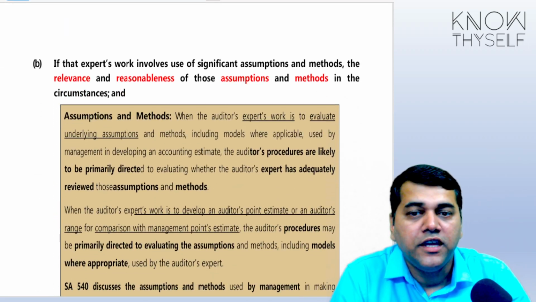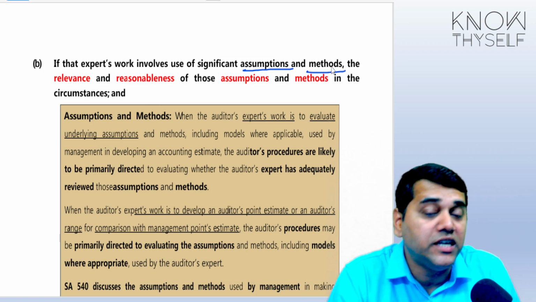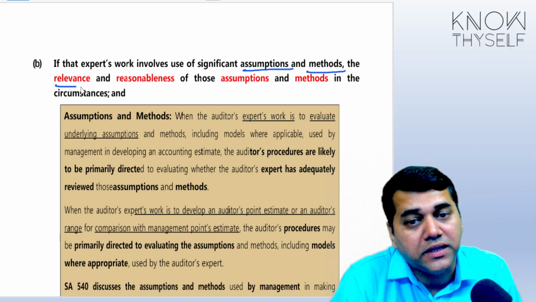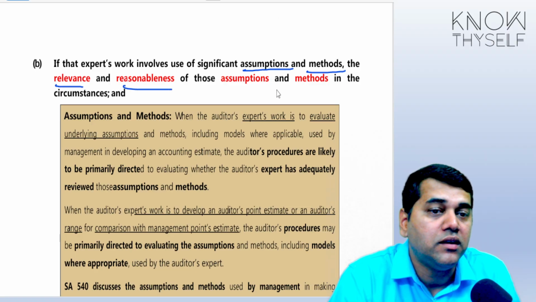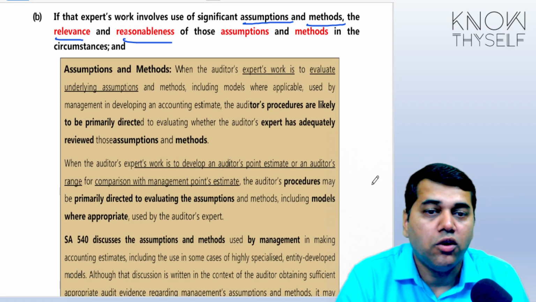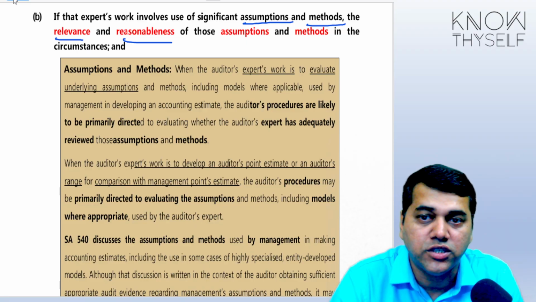Second, if that expert's work involves use of significant assumptions and methods, then you have to see whether those methods and assumptions are reasonable in the given circumstance. Okay. So the auditor's expert's work is to evaluate. Now one question comes.